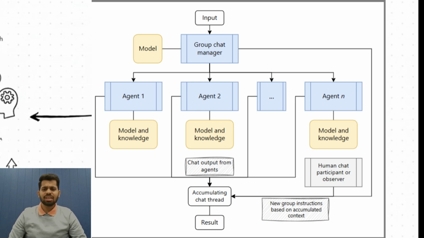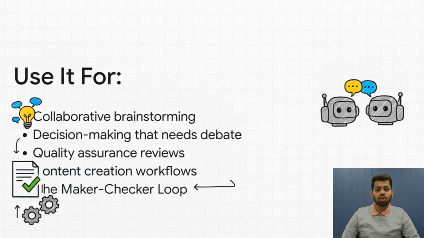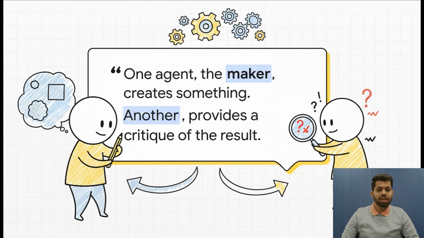A significant advantage is transparency and auditability, because all outputs from agents and humans are emitted into a single accumulating chat thread. It is also highly effective for human in the loop scenarios, allowing an observer or participant to guide the conversation or take the chat manager responsibility dynamically. It can also be widely used in collaborative scenarios, where creative brainstorming agents with different knowledge sources build on each other's contributions. Also in validation scenarios, where quality assurance involves a structured review process. A specific variant is the maker-checker loop.